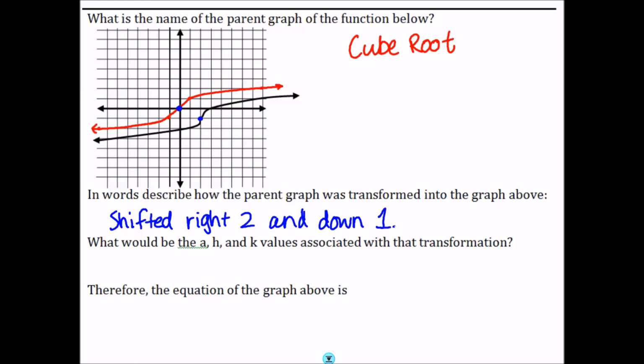So then the next question we need to ask ourselves is, what would the a, h, and k values be for this transformation? Remember that a stretches or flips the graph. So since it was not stretched or flipped, a will be 1. It was shifted 2 to the right, and h deals with horizontal shifts, so h will be 2. And since it was shifted down, k deals with vertical shifts, so k is -1. Now, we have all the information we need to write the equation.